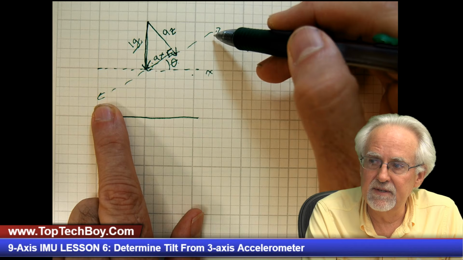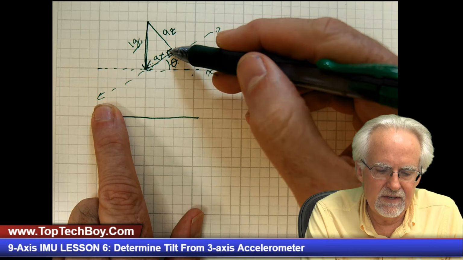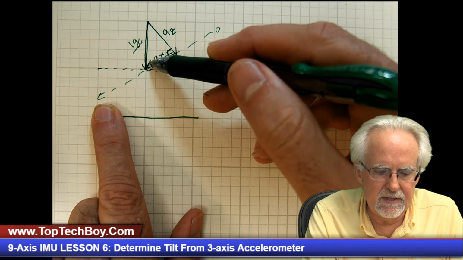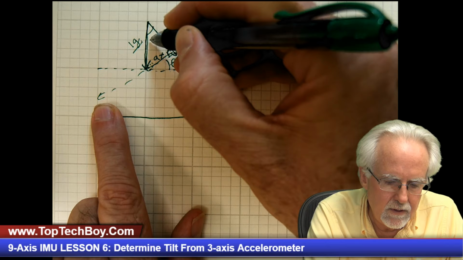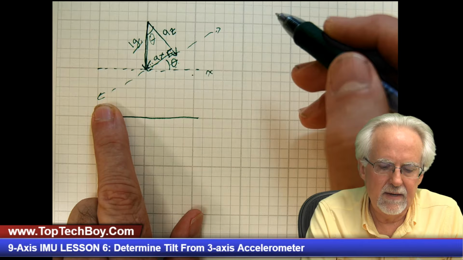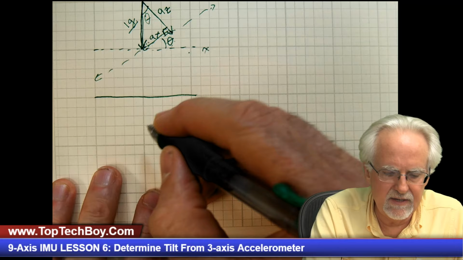Well, if this angle and this angle add to 90, and this is 90, then this angle and this angle add to 90. So this plus this is 90, and this plus this is 90. What does that mean? That means this angle is the same as this angle. Now, what we have to do is figure out what that angle is, because that is our tilt angle.